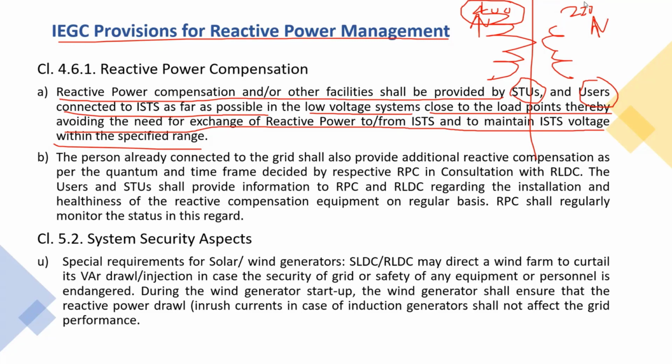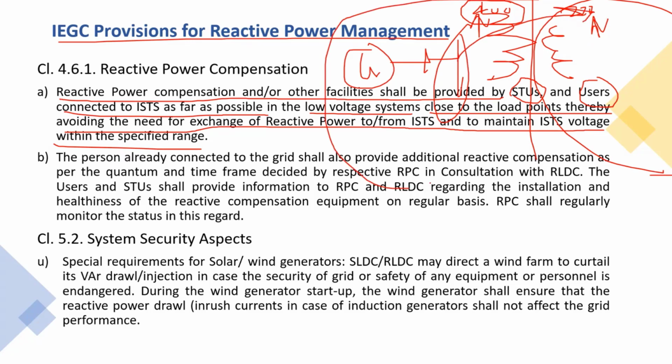So the STU purview is on the distribution, meeting the loads, while the ISTS purview is that all major large power plants get connected and the transmission system is built to transfer the power from one place to another. So on one side this is being planned, on another side this is being planned. STU is planning this, CTU is planning this.